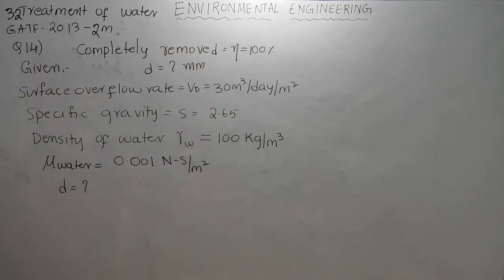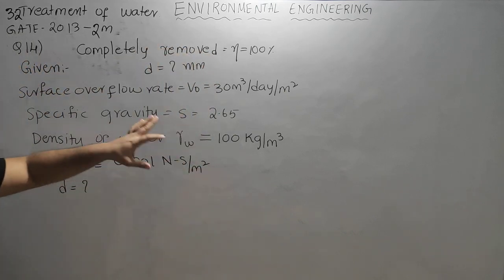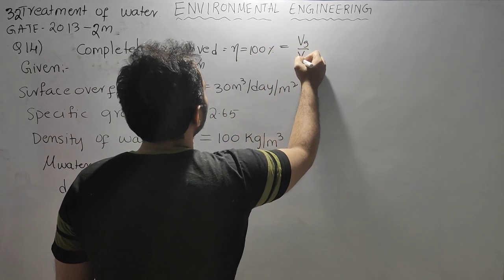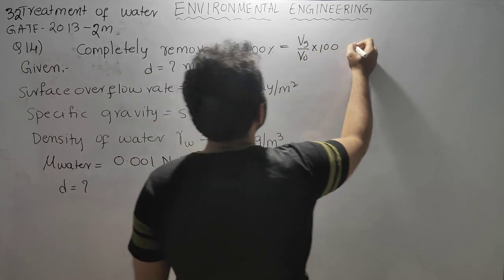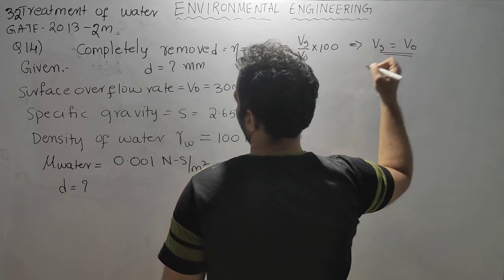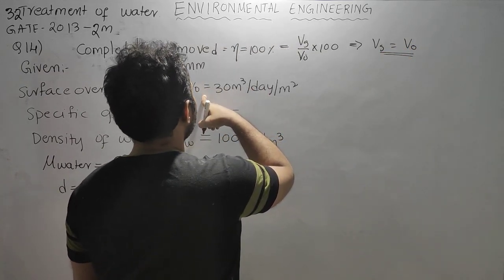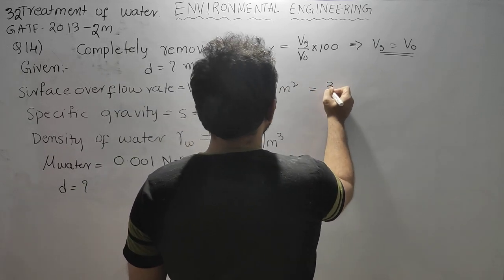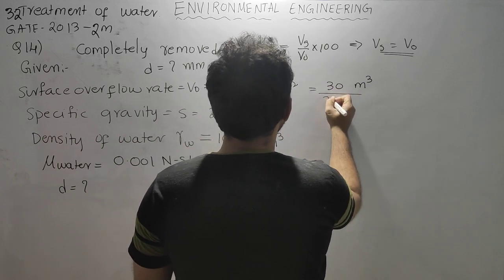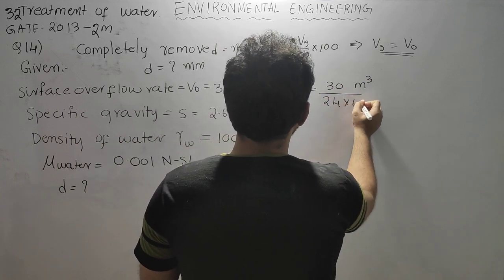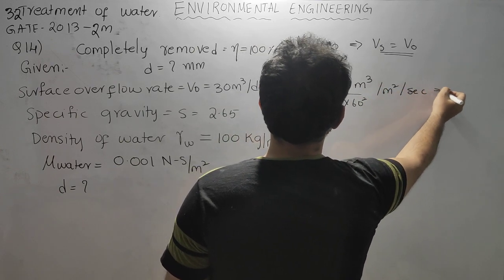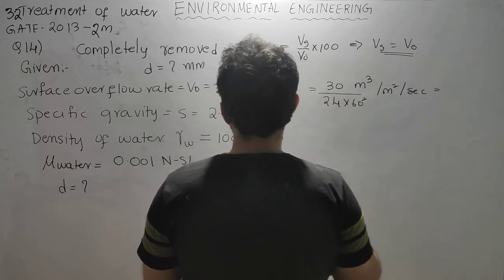First of all, convert all of them into the same units. Efficiency eta is equal to Vs by V0 into 100, so that implies Vs is equal to V0. This is the relationship. V0 is given as 30 meter cube per meter square per day. Convert the day into seconds, 24 into 60 square, so we get a value in meter per second.